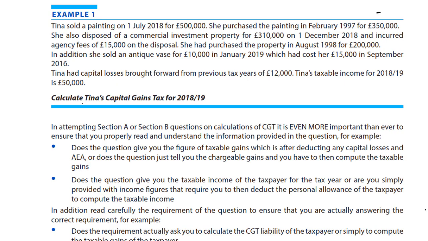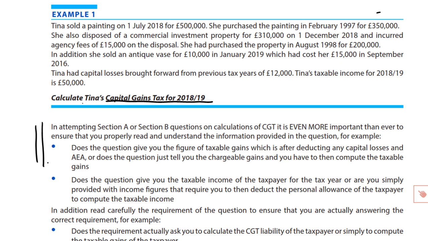Well, picking it up from where we left off last time, we can see here in example 1 that we've got to compute for our taxpayer Tina her capital gains tax liability for our 2018-19 tax year. We'll talk in this section down here about ensuring that on most especially objective testing questions that you're likely to have to deal with so far as CGT is concerned.